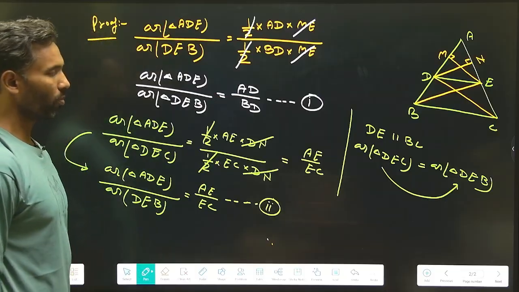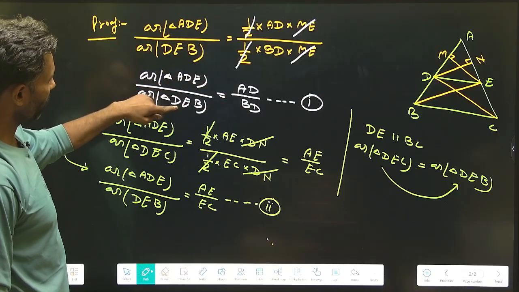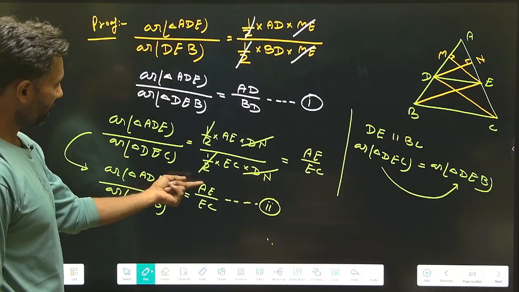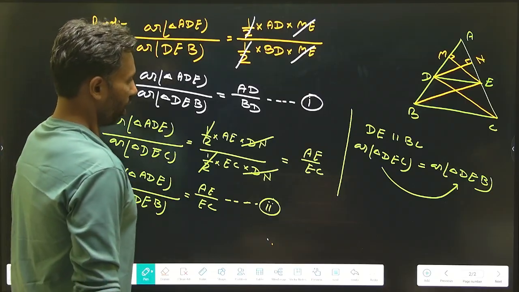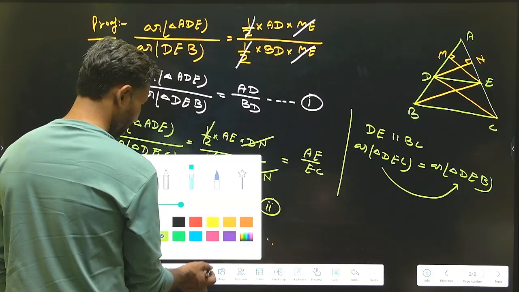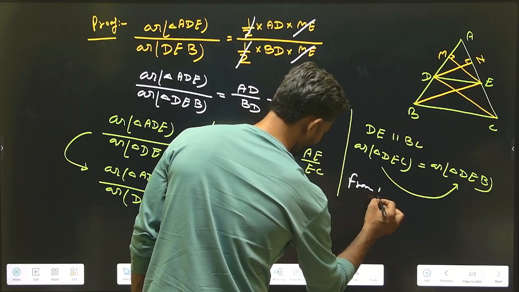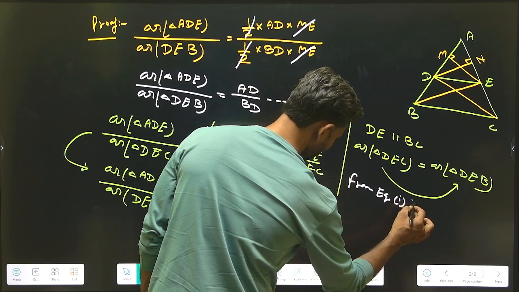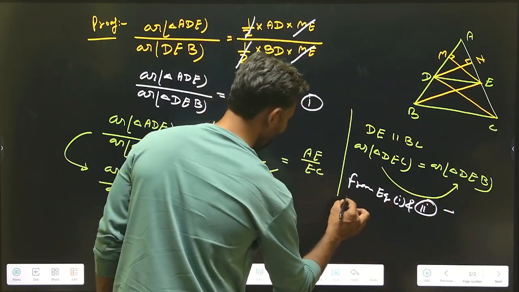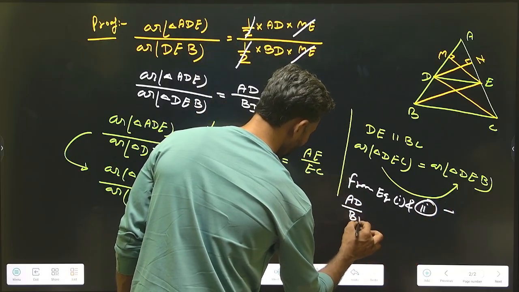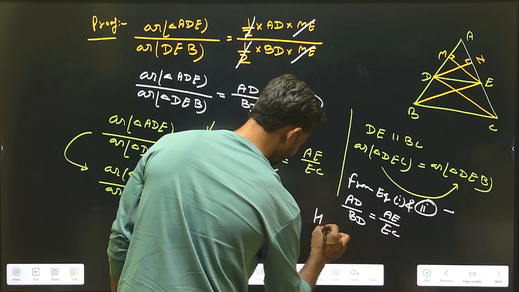If we compare both the equations, we can see that AD upon BD equals area of triangle ADE upon area of triangle DEB. And AE upon EC equals area of triangle ADE upon area of triangle DEB. So from equations 1 and 2, what do we get? We get that AD upon BD will be equal to AE upon EC. Hence proved.